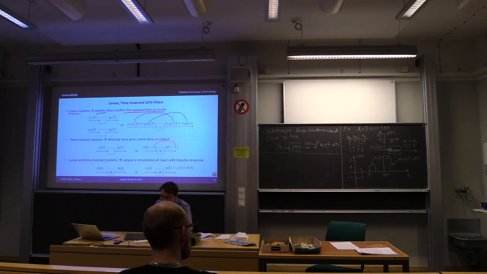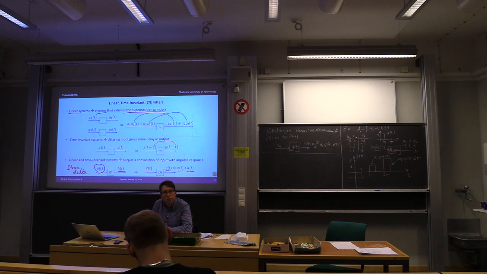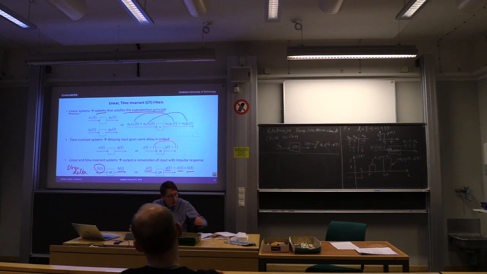Okay, and if we put everything together, we have linear and time invariant systems, and then the output of that is the convolution of the input with the impulse response. So what is the impulse response? Well, if we take a Dirac delta pulse, which is an infinitely thin, infinitely high pulse, and send that through the filter, we get the impulse response h. Then for any input x, the output is the convolution of the input with the impulse response. Okay, so that was a super quick review of that. This should be known to you, hopefully.